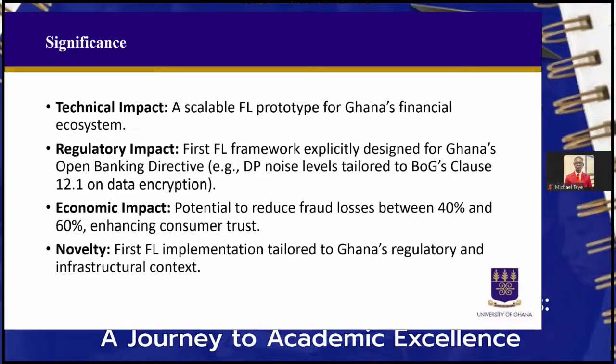Then with the economic impact, it has the potential to reduce fraud losses by between 40% and 60%. That is going to enhance consumer trust. Then novelty, this is going to be the first, like I said, federated learning implementation tailored to Ghana's regulatory and infrastructure context.